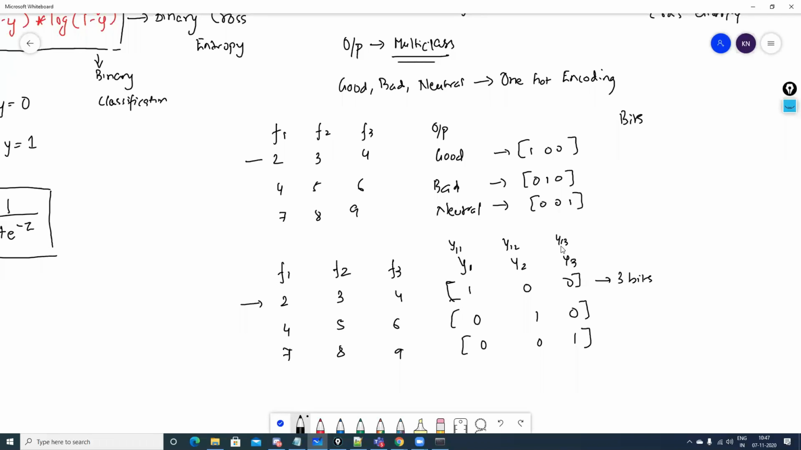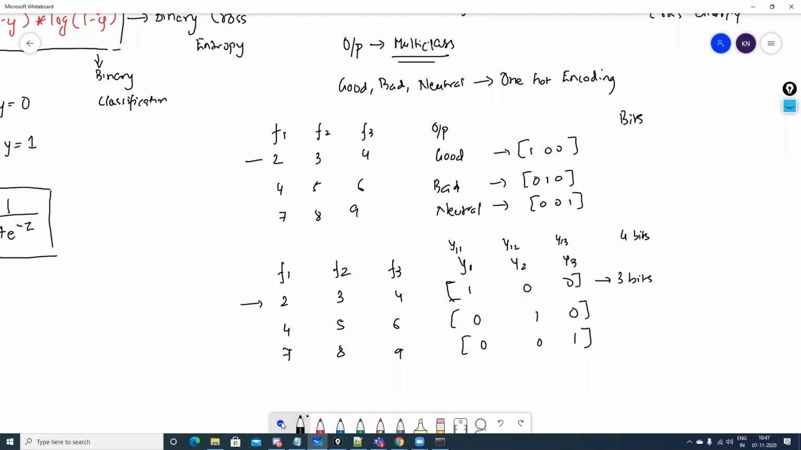Now, based on the number of categories, you can also decide how many bits you have to use. Suppose if I have 4 categories, obviously I have to use 4 bits. If I have 5 categories, I have to use 5 bits. So like this, the representation can be shown.